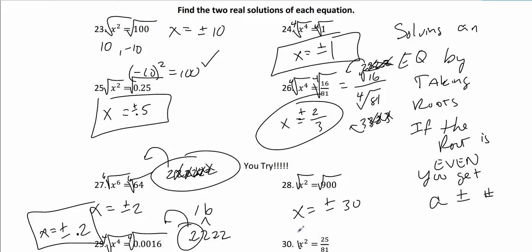Square root. What's the square root of 25? 5. What's the square root of 81? 9. Plus and minus. Booyah, Grandma. Right there. x equals plus and minus 5 over 9.